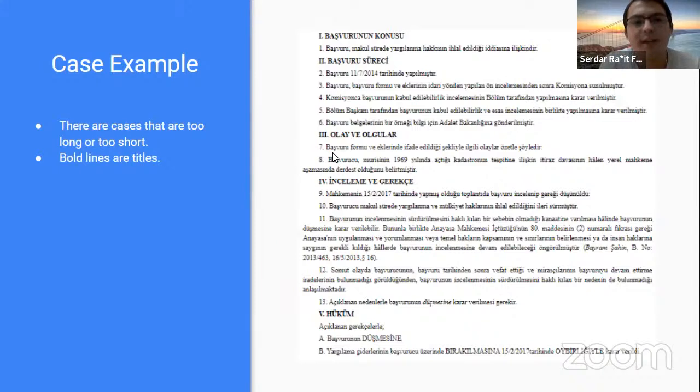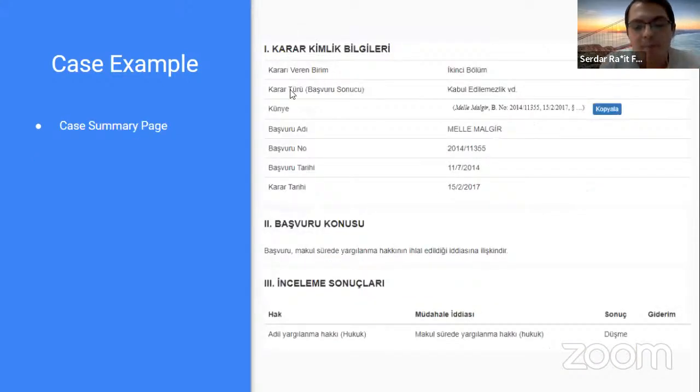Okay, you can see here a case example. There are cases that are too long or too short, but you can see here a too short case. Both lines are titles. We separate these titles for our dataset. For example, subject of application, you can see here in Turkish, başvuru konusu, and then, for example, application process here.